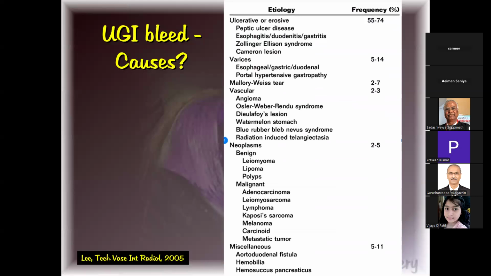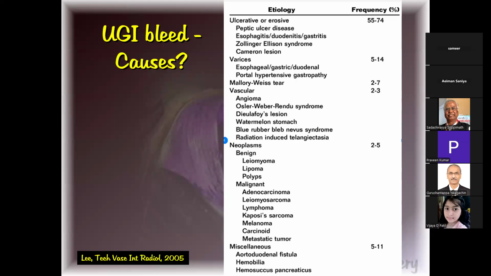Okay, this is the average world frequency. 50 to 60% is peptic ulcer disease, or related, esophagitis, duodenitis, gastritis. Varices is 5 to 15%. The others are all 2 to 3%. Vascular: nobody mentioned vascular, but that's one of the things you must understand.